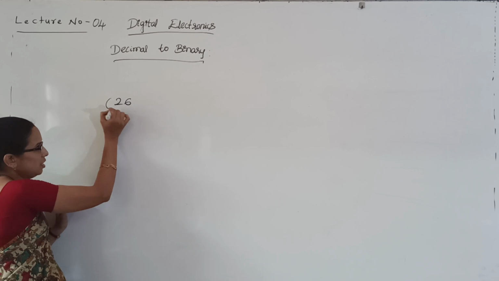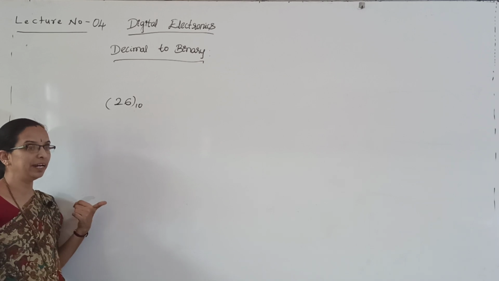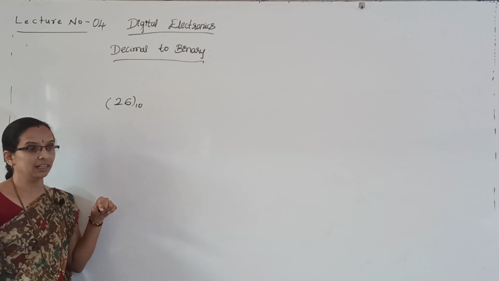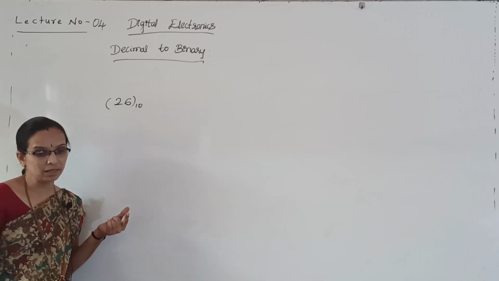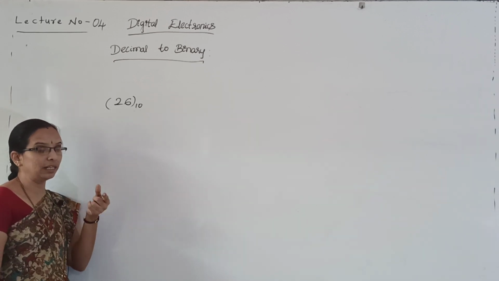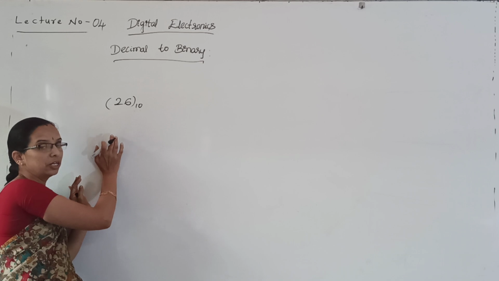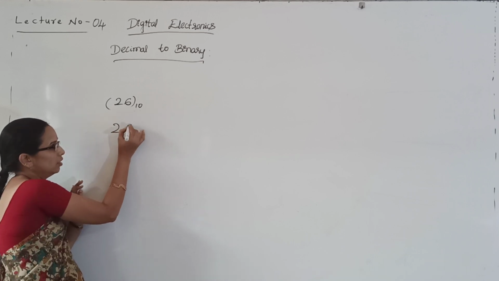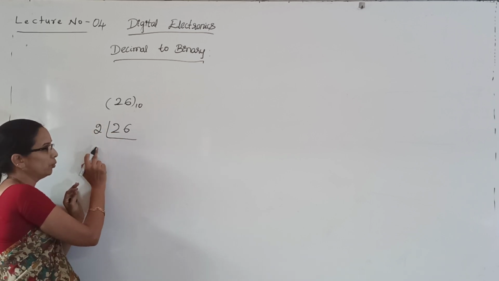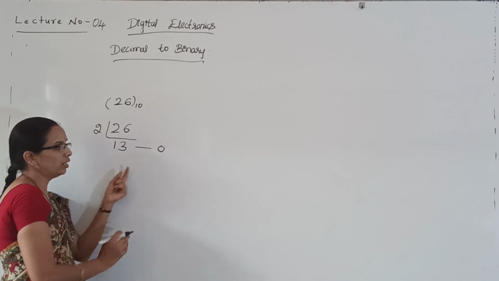26 is the given decimal number. The given decimal number should be divided by 2. In a decimal to binary conversion, a binary number can be represented using two distinct symbols. So remember that if it is decimal to binary, we have to divide the given decimal number by 2. Divide by 2, 2 13s are 26, and you have to note down the remainder.